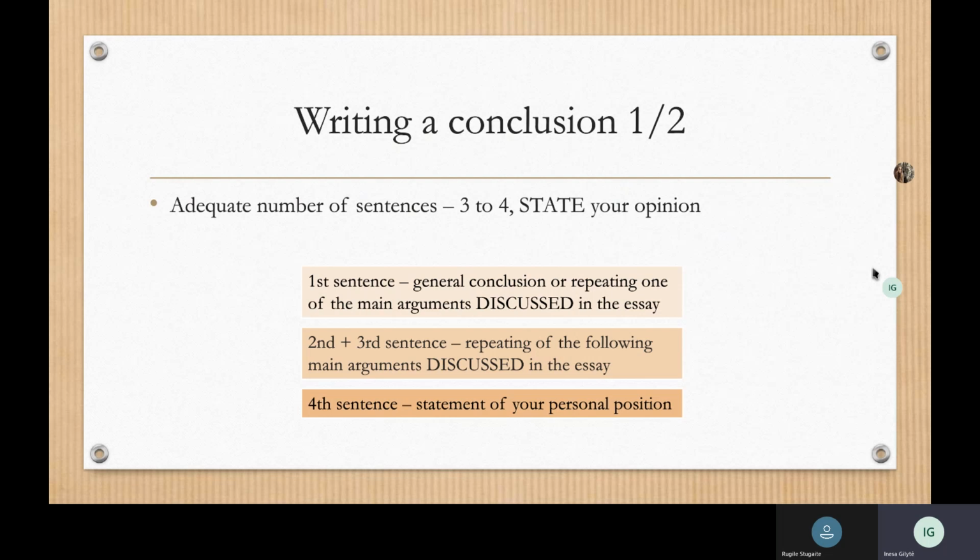Now, apart from the main part of the essay, writing a conclusion is also really important. I'm not going to really discuss the main part because you have to be creative in these parts, and I will show one example of an essay, but I think that the introductory and conclusion parts are the most important parts that you really have to learn how to write, apart from being really creative. So an adequate number of sentences in a conclusion is 3 to 4. There you have to state your opinion.